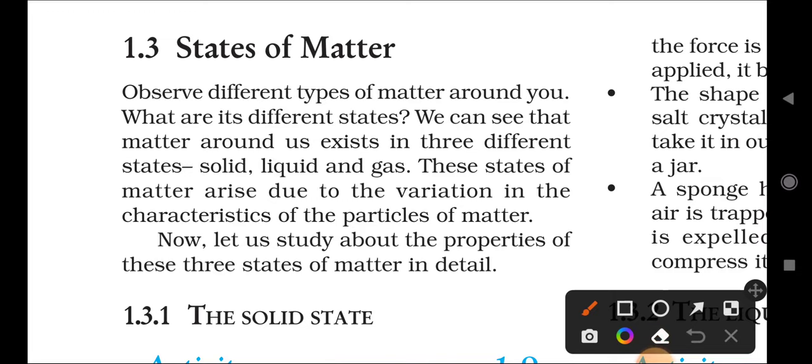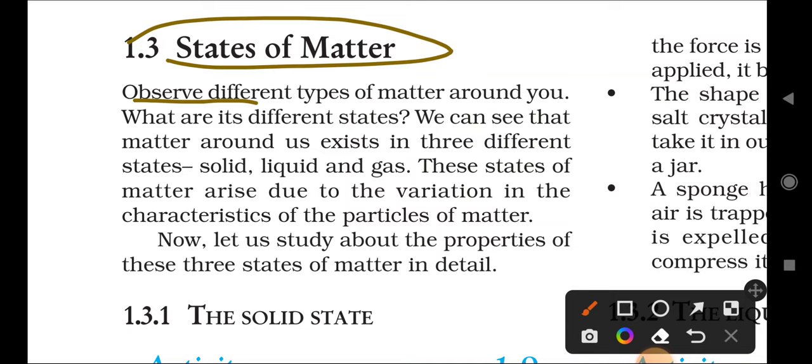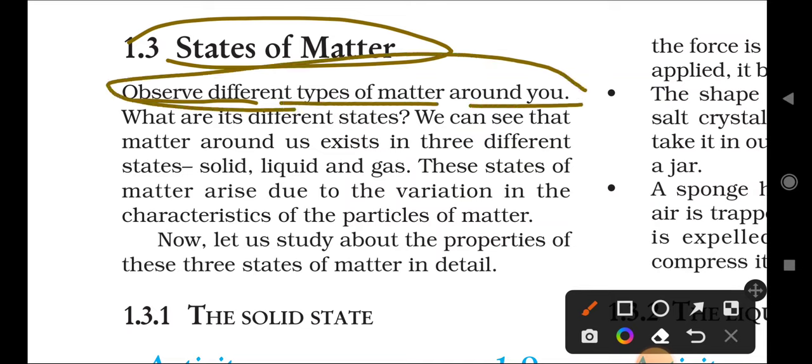Okay, next topic is states of matter. We can observe different types of matter around us. What are the different types of states we can observe? There are three types of states we can observe in our surroundings. One is the solid state, one is the liquid state, and the other is gas.